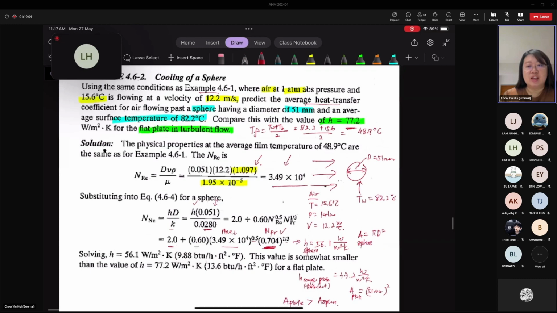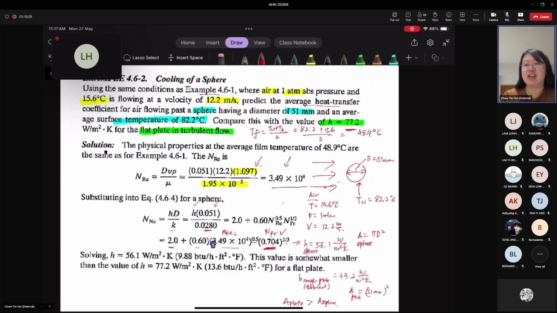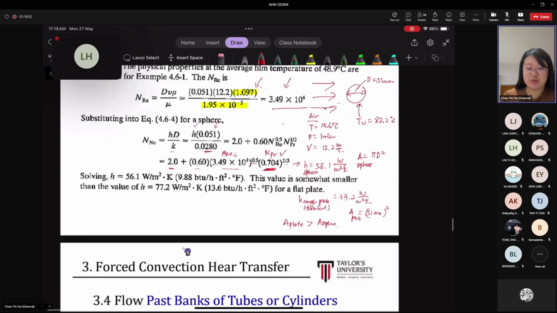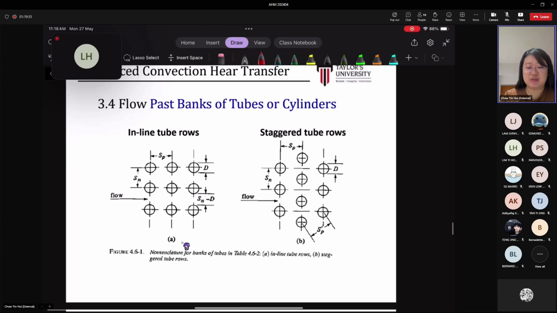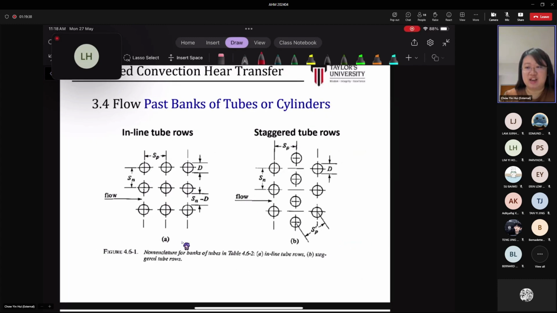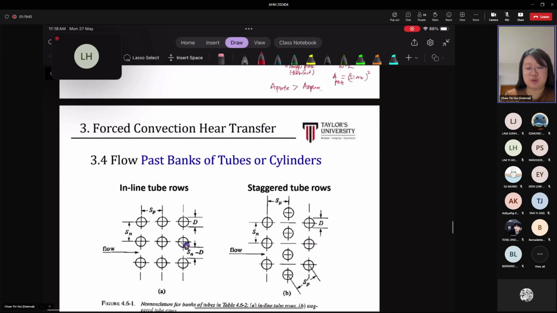Okay, so any questions so far for this example, the third example here? Any questions so far? Okay, all right. Few students say it's okay so far. All right, then let's take a 3 minutes break. I think you'll need it. Come back at 11:20. Then we'll continue with the banks of tubes and the last part, which is for convective heat transfer. Right now it's 11:18 already. Come back at 11:21.